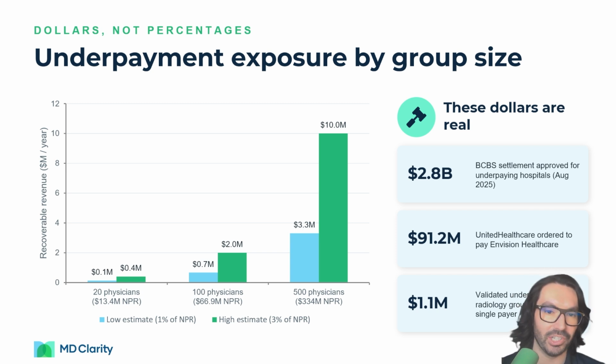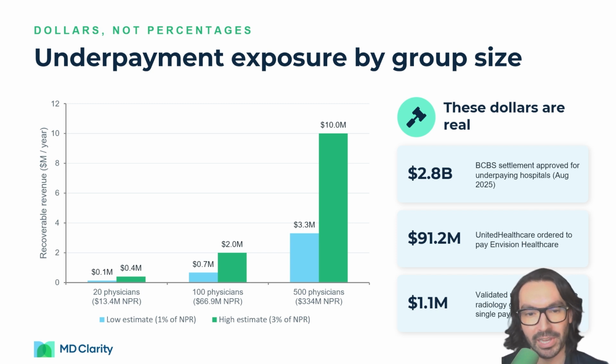There's also a strategic dimension here that's easy to miss. If your group is trying to attract capital, recruit talent, or position for a sale, buyers compare EBITDA. A group that has captured its underpayments shows up to that transaction with a higher revenue floor and a credible operating discipline. Revenue integrity is a competitive advantage, not just a recovery exercise.